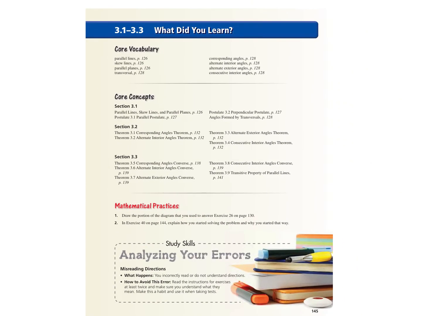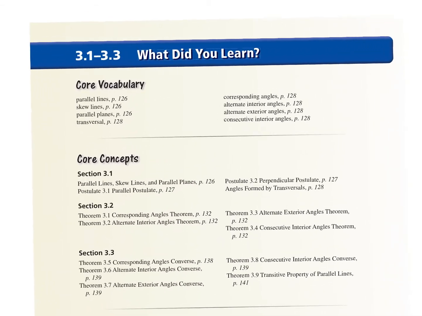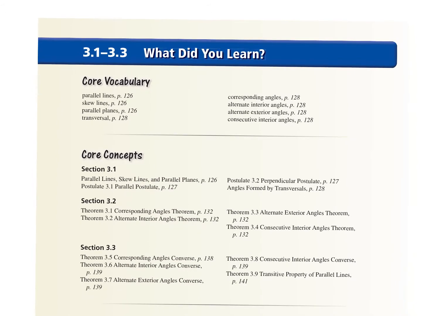So this is actually from your textbook. This is a page that was right before the quiz. Like there's a quiz in the middle of the chapter, and it reviews those sections. So from section 3.1, this is where we learned how to identify or define what a parallel line is, what a skew, what a perpendicular line is, what a parallel plane is. We also learned the perpendicular postulate, the parallel postulate. So know all of these things.